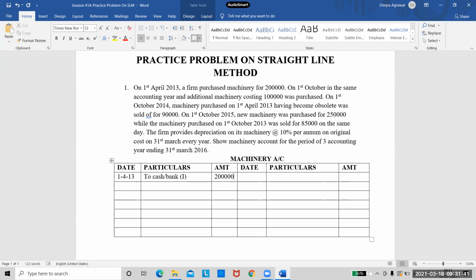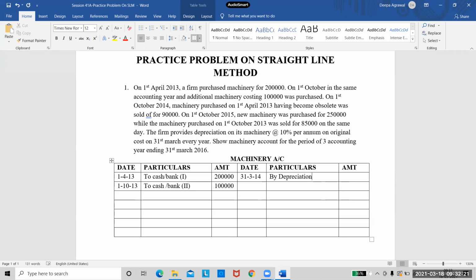In the same year on October 1st we purchased another machinery. So write that also. 1st October 2013. Again write the same thing to cash / bank. Put it as second machinery. And second machinery was purchased for 1 lakh. Right? So I've taken both the purchases. Now when will my first year end? It will end on 31st March 2014, right? 2014 it will end and I have to provide depreciation.